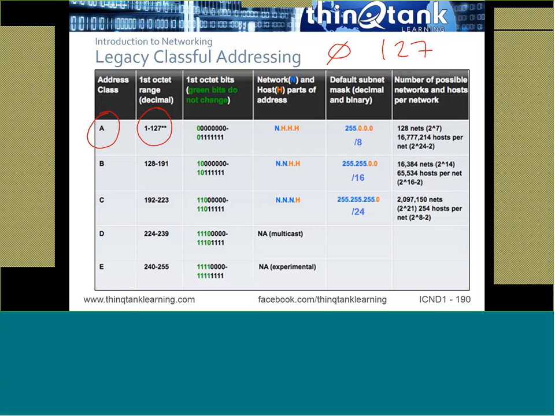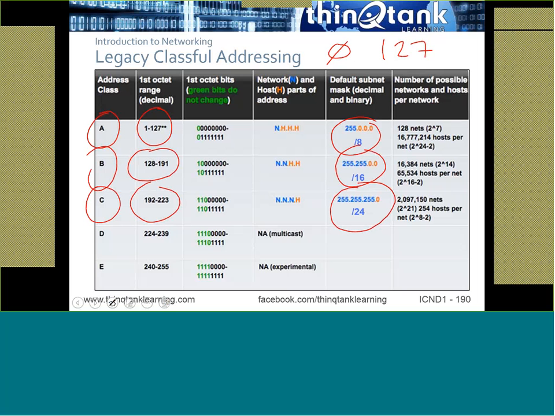Obviously not the point of this particular slide here, but that's why they have the double asterisk there, because the 127 was kind of reserved. So even in the Class A space, 0 went away because it was reserved. 127 went away. In the Class B range, it was 128 to 191. Class C, 192 to 223. The predefined masks /8, /16, and /24.